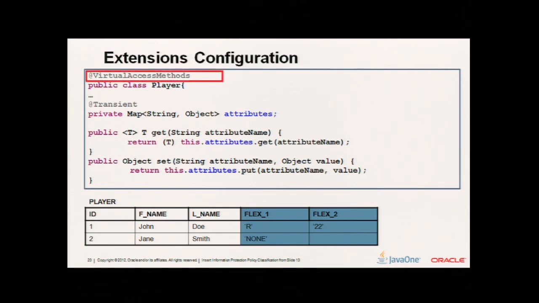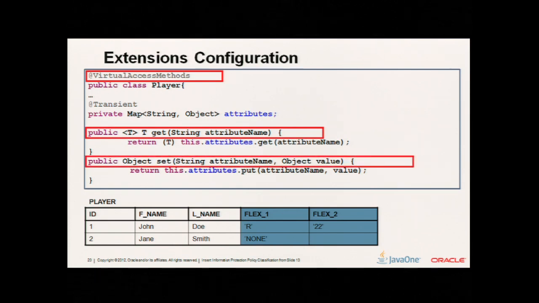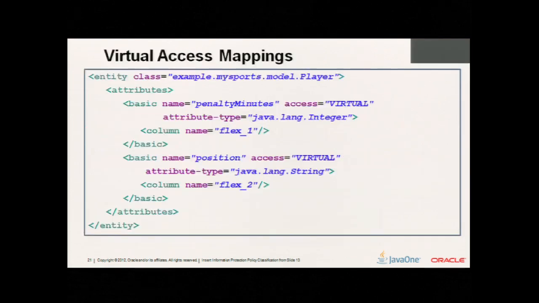To make my class extensible, I need to say that I have virtual access methods, which says by default I have this get set pair that deal with the attributes in that map. I use field access by default, so I need to mark that as transient, so JPA doesn't pick that up as a special attribute and give me a blob column for it. So I need the get method here and the set. If I don't like those method names, there are additional settings in virtual access methods. I could use get, put, whatever I want.